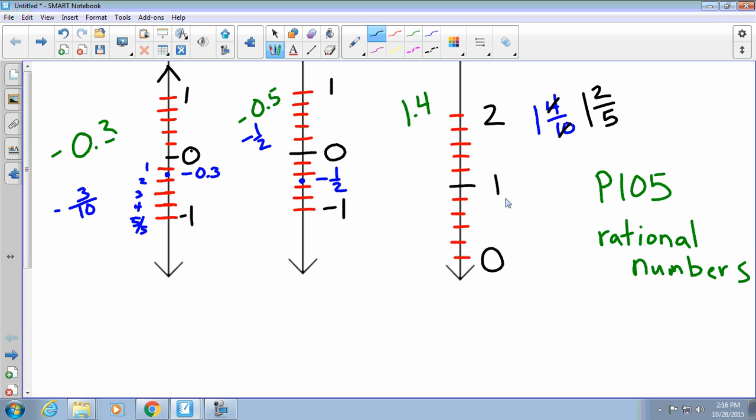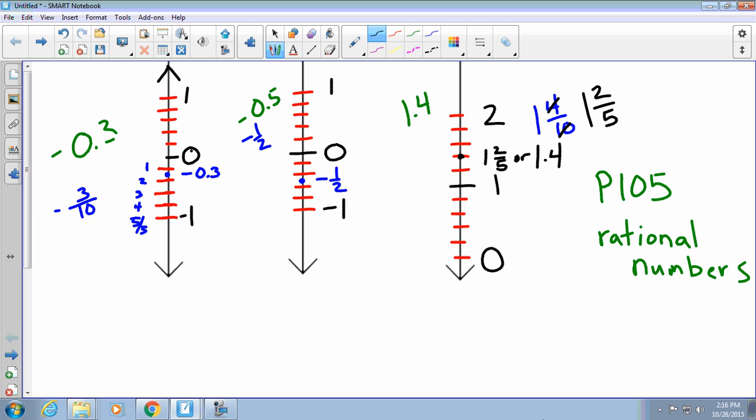So here's 0, here's 1. We have to go 1. That would be 1/5, 2/5, 3/5, 4/5, 5/5. So 1 and 2/5 would be right on this line. That's where 1 and 2/5 would go. And that would be the same as 1.4. That would be positive 1.4.